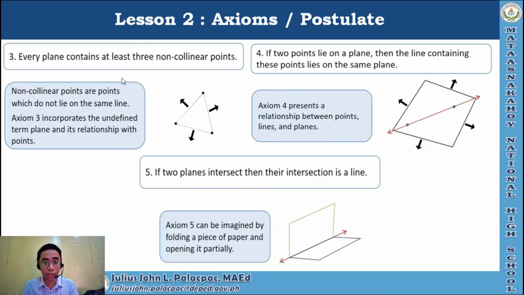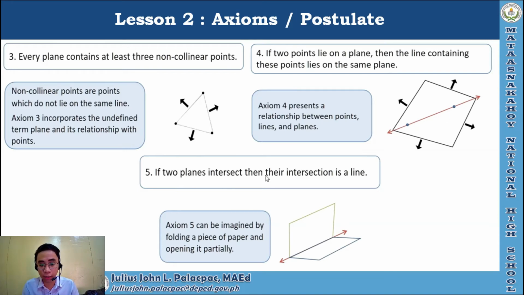Every plane contains at least 3 non-collinear points. Ito yung undefined terms nung una na define natin, di ba? It is called Axiom 3, which incorporates the undefined term plane and its relationship with points. And then, if 2 points lie on a plane, so may 2 points sa isang plane, so yung isang line na mabubuo sa kanya ay nasa loob ng plane.